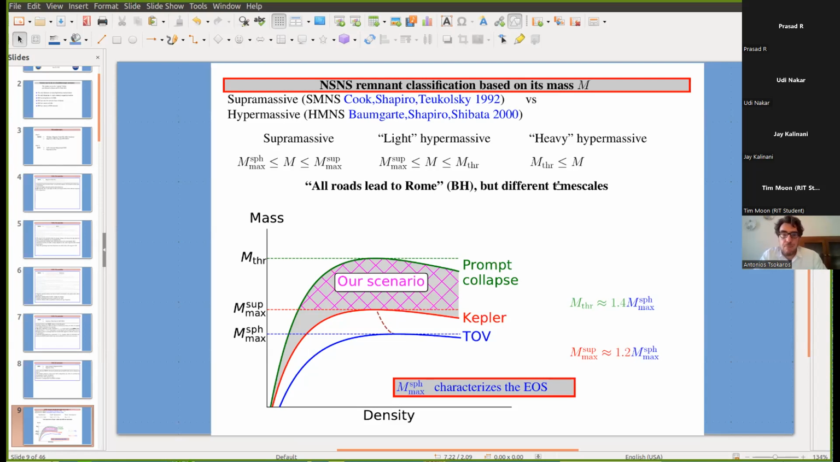Okay, so we have Jay Kalinani next. Hi, yes, thank you for the very nice talks. I had a couple of very naive questions. The first was to confirm: what is the initial magnetic energy corresponding to the intensity that you talked about? Was it around 10 to the power 49 to 50 ergs for the magnetized simulations?